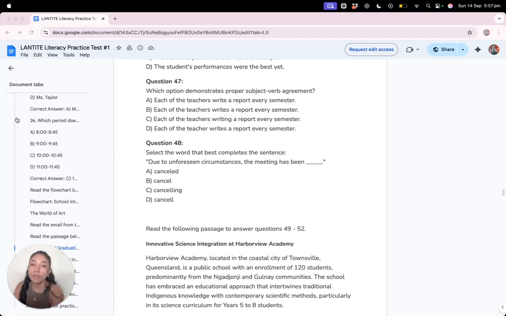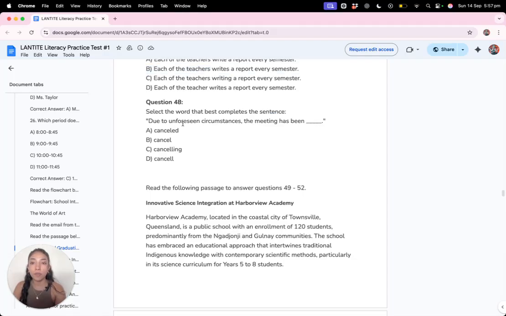So again, very similar. And it can get quite confusing, but the correct answer is B. Each of the teachers writes a report every semester. This one here. So each is a singular subject, so the verb writes must be also singular to agree with it. Okay.